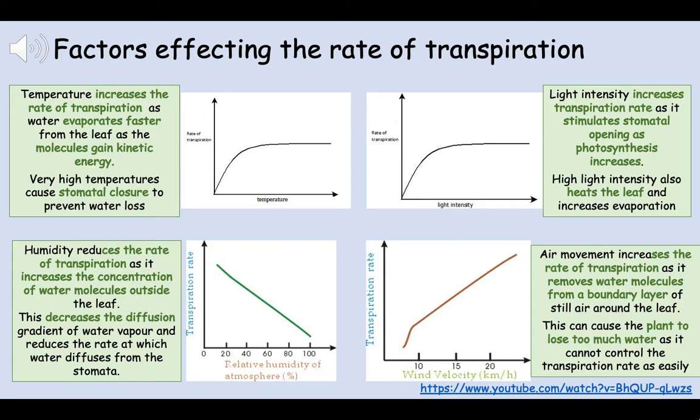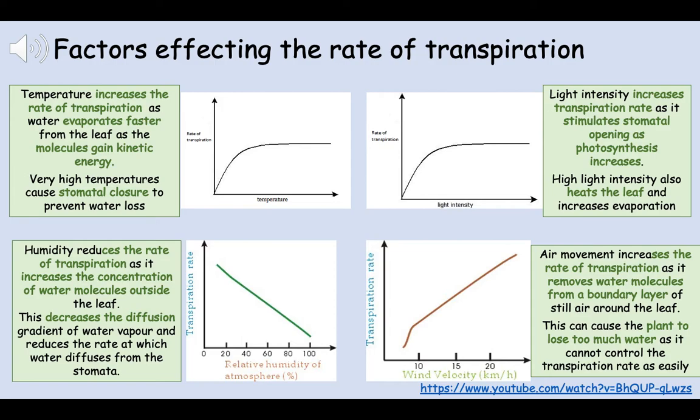So I've included the graph for each of these. I've got the factors on the x-axis and then the rate of transpiration on the y-axis. Now you can see that temperature and light intensity follow a very similar trend. So temperature and light intensity will both increase the rate of transpiration as you increase that factor. So if we stick with temperature here, as you increase temperature, you're going to increase the rate of transpiration.